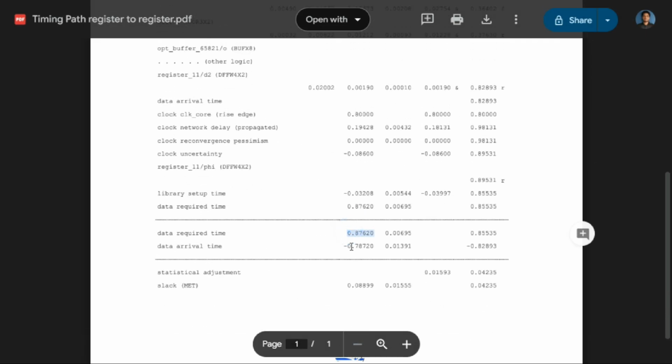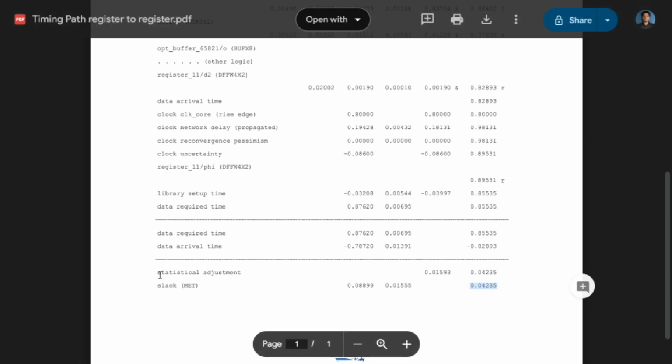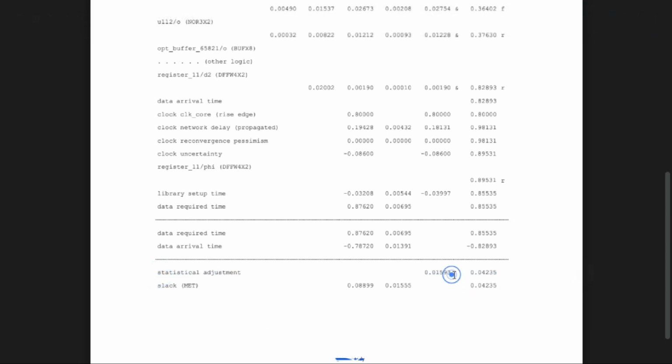So this mean value will be subtracted from this one, which is 88 ps it becomes, and this is basically sigma, which is standard deviation. Now this has to be subtracted because we are considering 88 ps minus 3 times the 15 ps, which is basically 45-something ps. So what you will get basically is 42 ps. So what is this statistical adjustment that value is given?